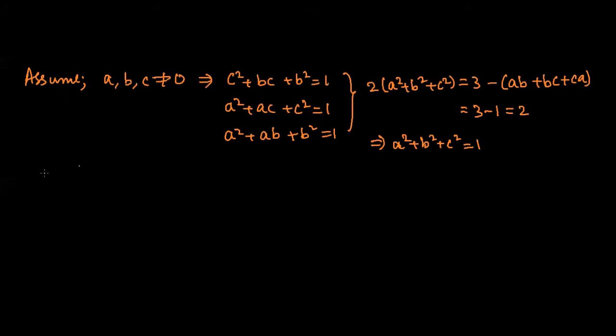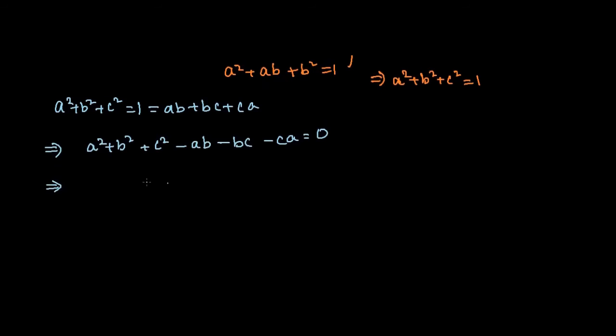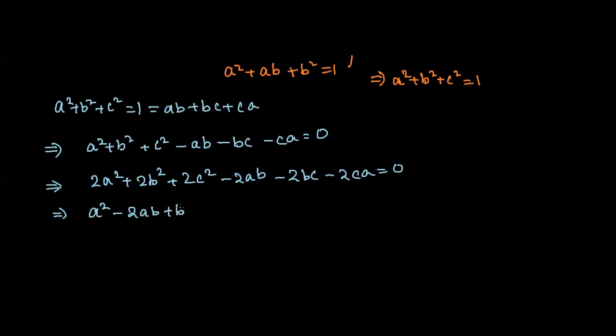Now, interestingly, A square plus B square plus C square is equal to 1, which is equal to AB plus BC plus CA. From here we can say that A square plus B square plus C square minus AB minus BC minus CA is equal to 0. Now, if we multiply 2 on both the sides, then we see that 2 times A square plus 2 times B square plus 2 times C square minus 2AB minus 2BC minus 2CA is equal to 0. If I split these terms up and write A square minus 2AB plus B square, plus B square minus 2BC plus C square, plus C square minus 2AC plus A square equals 0.